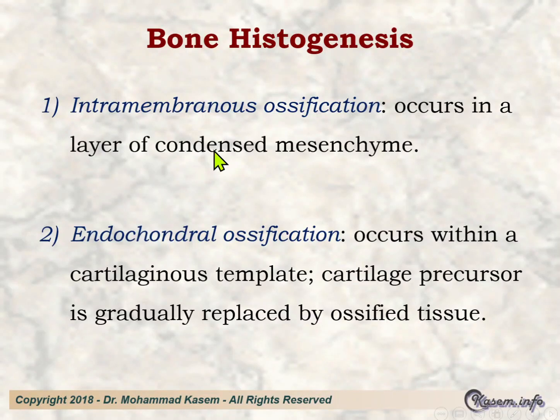Bone histogenesis is the process of bone formation. There are two main types of bone histogenesis: either intramembranous ossification or endochondral ossification. The intramembranous one occurs in a layer of condensed mesenchyme. And the endochondral depends on the presence of cartilage, so it occurs within a cartilaginous template.